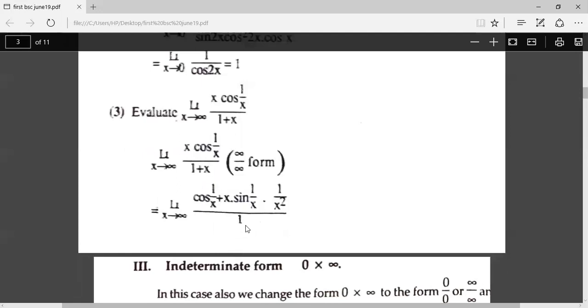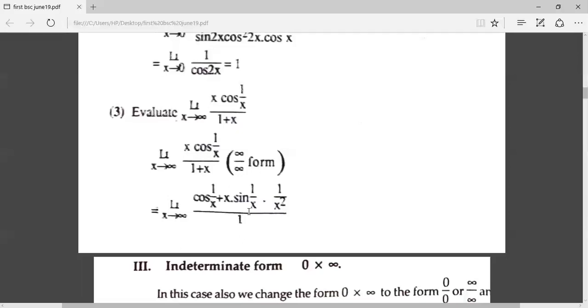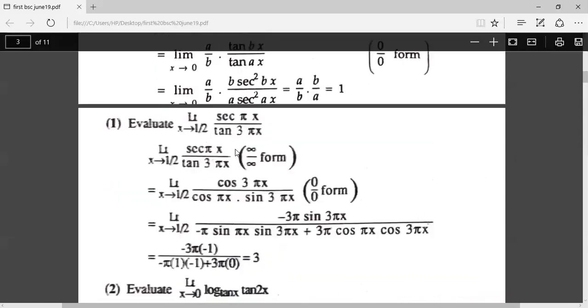Differentiation of the denominator is 1. Now the limit has not been substituted here. Let us substitute. Substituting x equals infinity, 1 by infinity is 0. Cos 0 is 1, so the first term is 1. For the second term, when x is infinity, sin of 1 by infinity is sin 0, which is 0. So the second term is 0. Only cos 1 by x into 1 remains, and 1 divided by 1 is 1, so the answer is 1, remember.